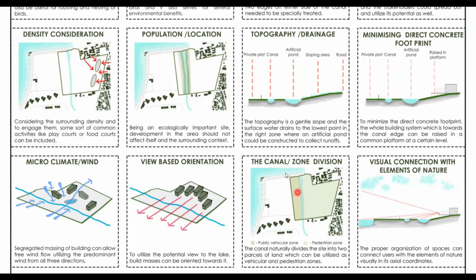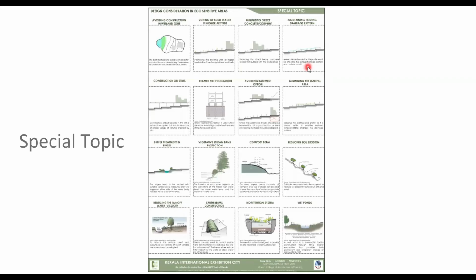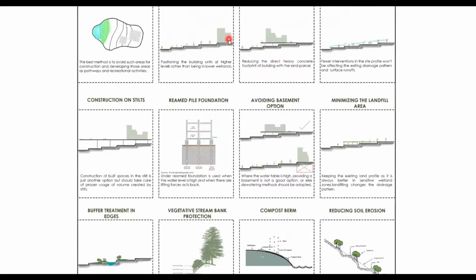And the canal also divides the site into two different parts, where I will be treating the left zone as the public vehicular zone and the right zone as the completely pedestrian zone. And the visual connection with the elements of nature, by which I mean that a person standing on a raised platform will be able to visually connect the artificial pond, then the canal, then the lake and of course the sky. These are the special topic factors or considerations taken into the design.